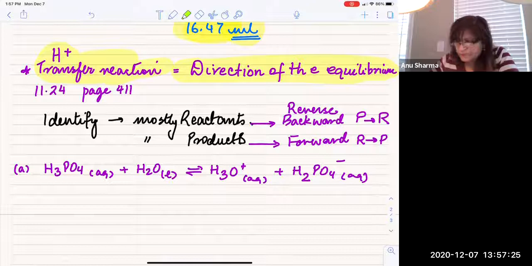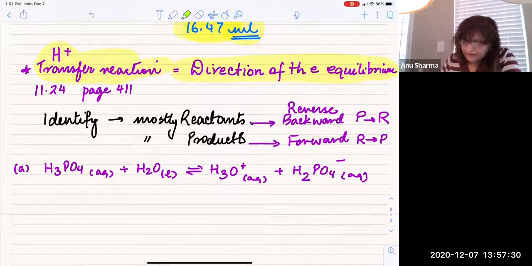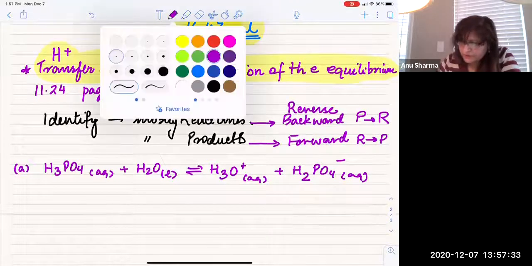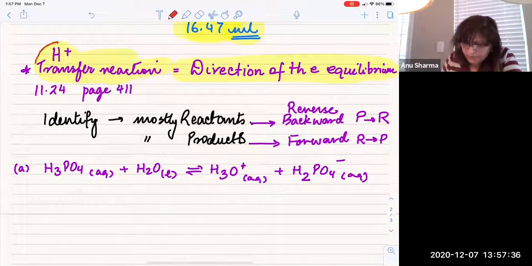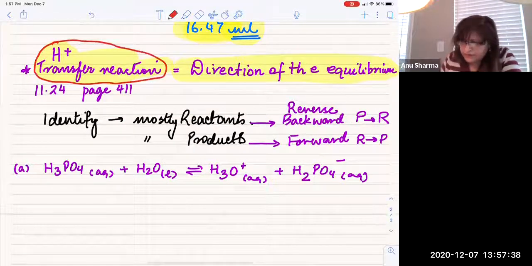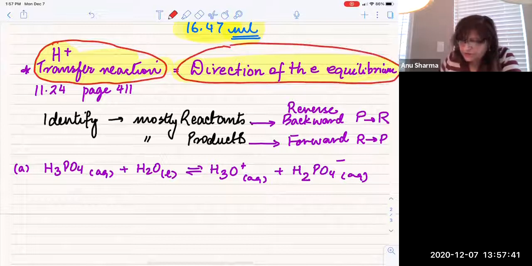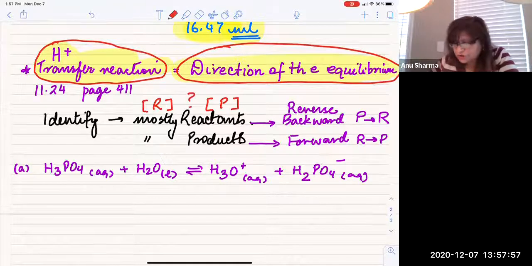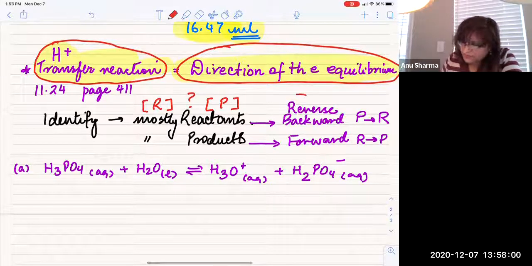So let's look at strengths. So pay attention to this, guys. Remember, no proton transfer has been mentioned and no direction of the equilibrium has been mentioned, but that is what you need to find. So the question is simply asking, is the concentration of the reactants or the concentration of the products more? So this is what you're going to look at, whether the reaction is moving backward or forward.